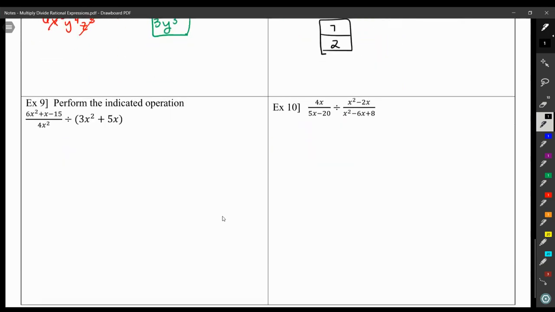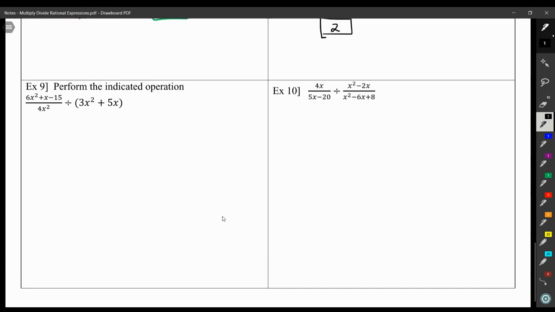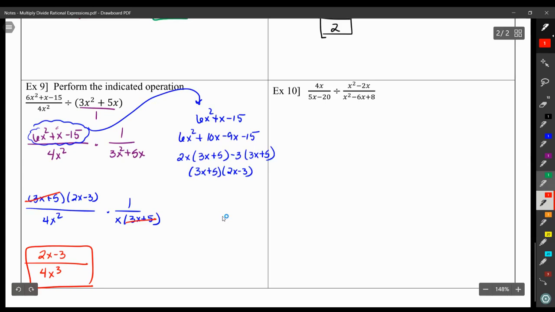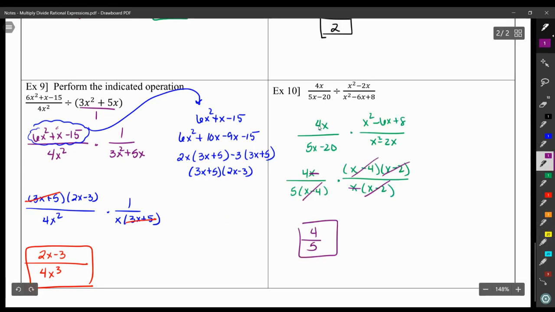So now I want you to pause the video and I want you to try 9 and 10 if you need some more examples. Work it out and then unpause and check your answers as you go. And here's your solution for number 9. Pause the video again and try number 10. And here's your solution for number 10.